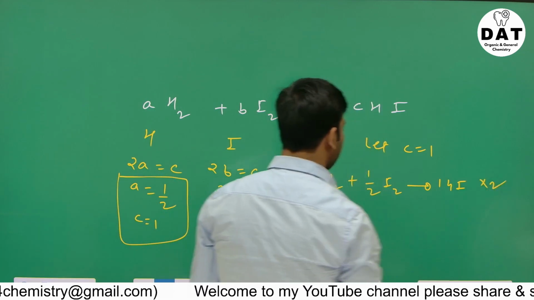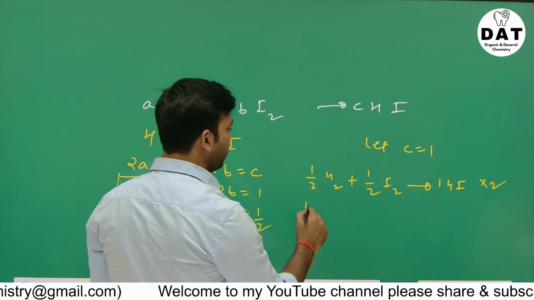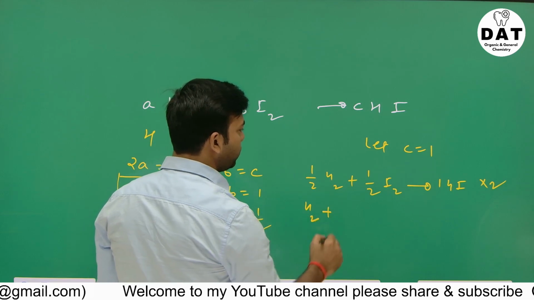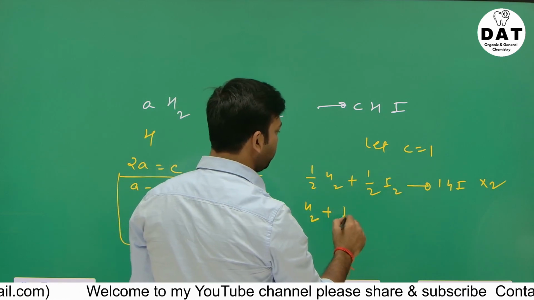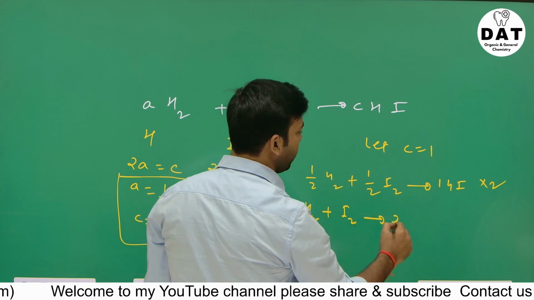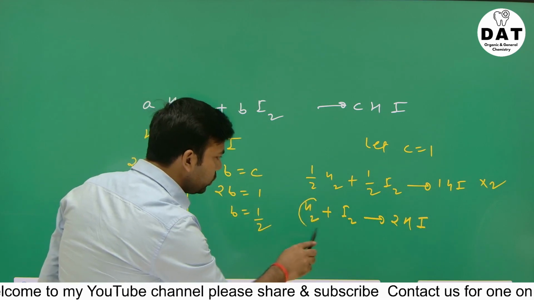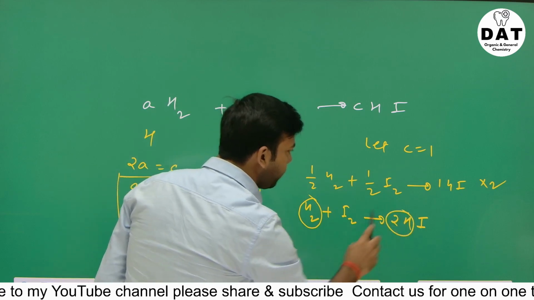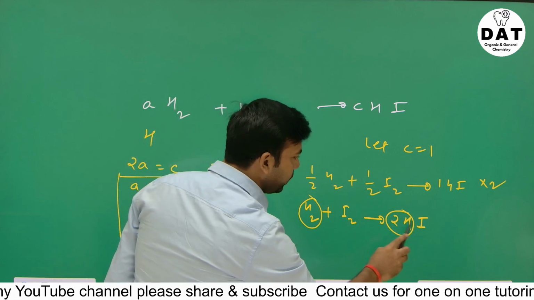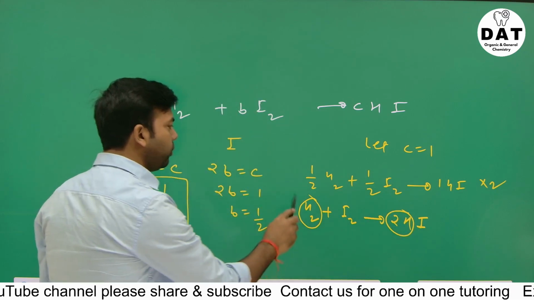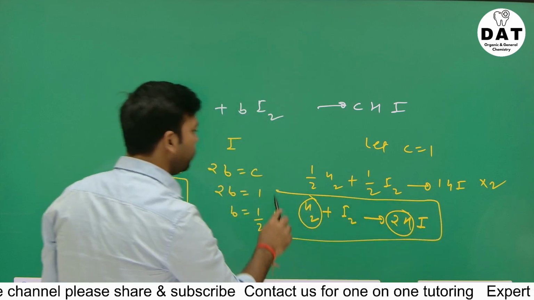So overall it should be H2 plus I2 gives 2HI once you multiply by 2. So you can check it. Hydrogen is 2, hydrogen is 2. Iodine is 2, iodine is 2. So it is a balanced form. H2 plus I2 gives 2HI.